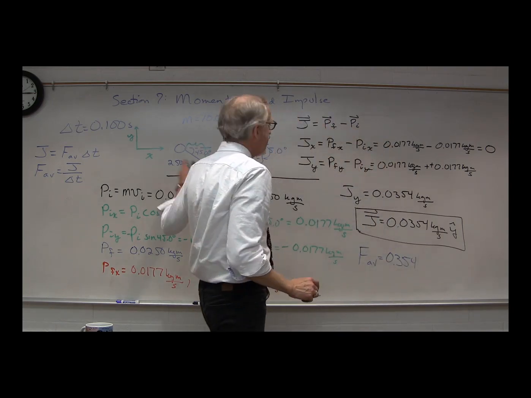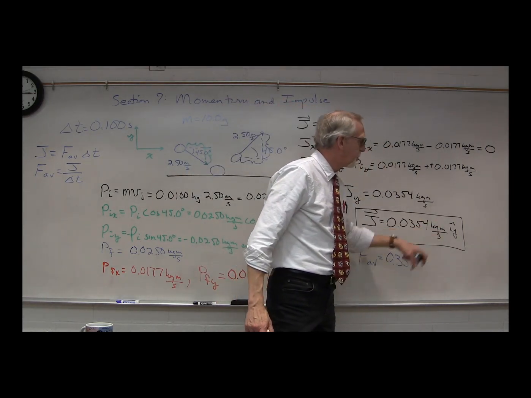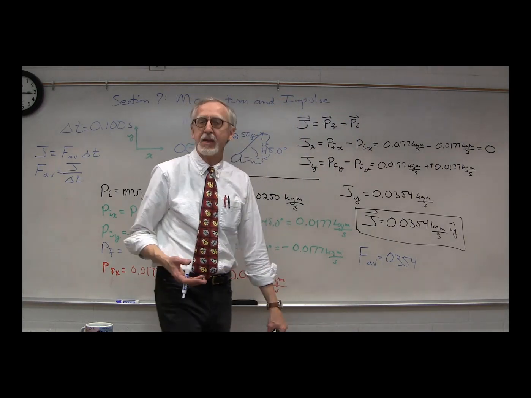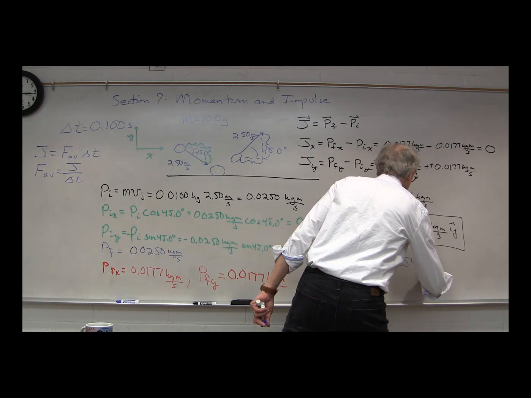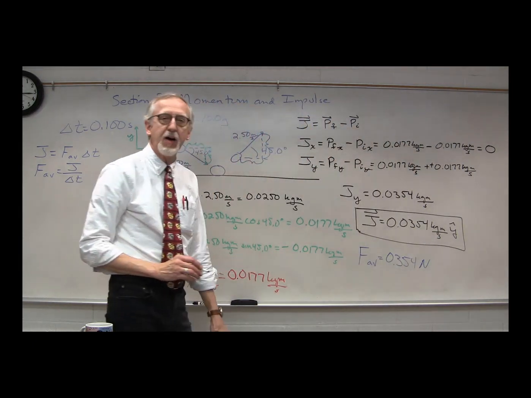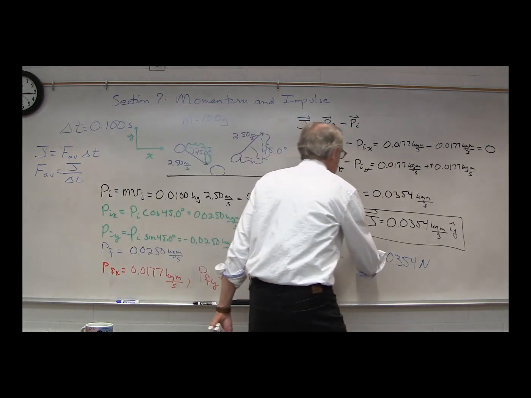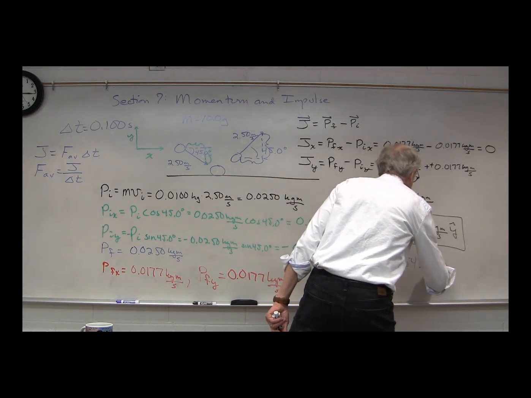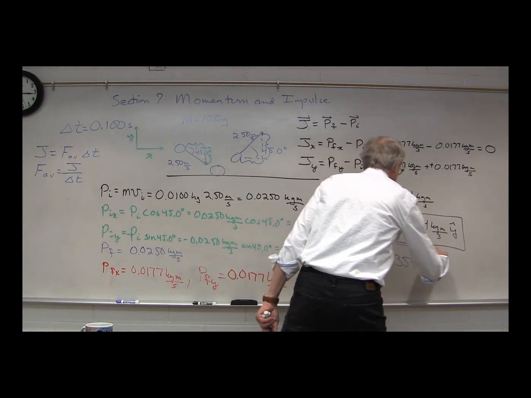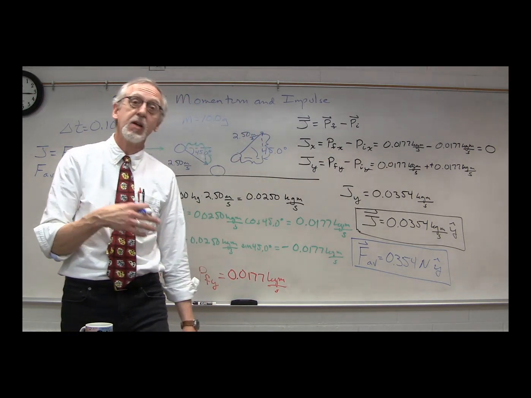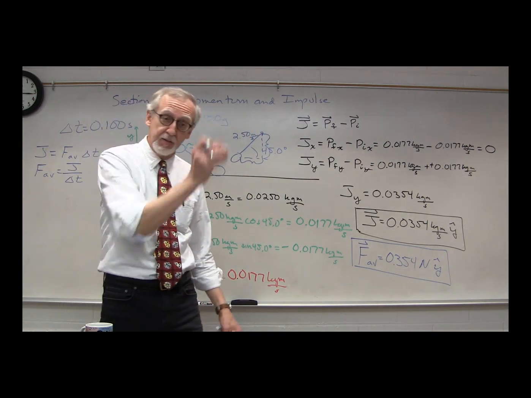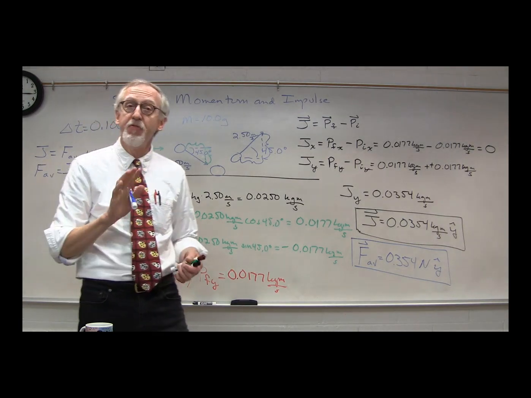Dividing by 0.1 is the same as multiplying by 10, so we end up with the average force equal to 0.354. Dividing by a second, so we get kilogram meters per second squared, and we know a kilogram meter per second squared is a newton. So the average force is then 0.354 newtons, and we can write this as a vector equation in the y direction. So there's the average force that the tabletop exerts on the ball when it bounces up. Okay, very, very good.